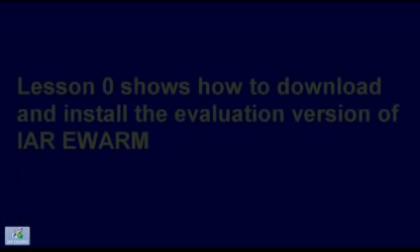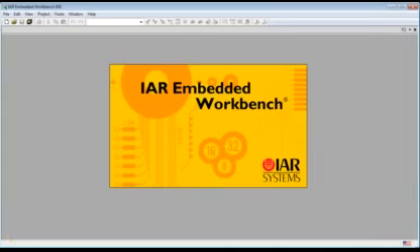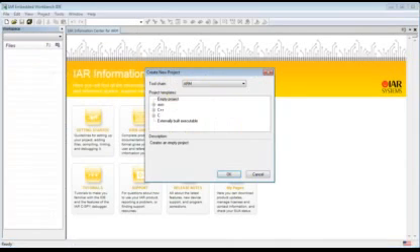Here and throughout this course I'm going to use the free evaluation version of the IAR toolset that we downloaded and installed in Lesson 0. To create your first project, launch IAR EWARM and select Project, Create New Project menu. Expand the C project types, select Main and click OK.